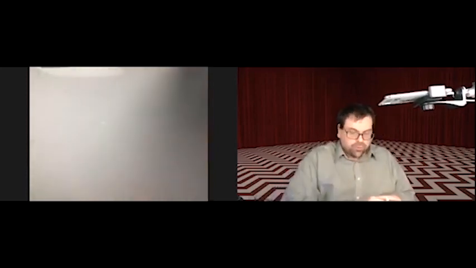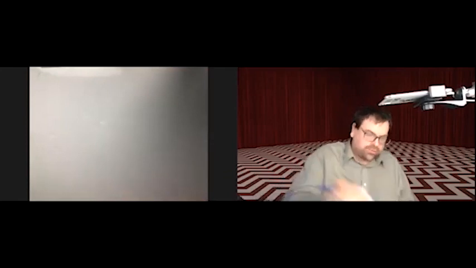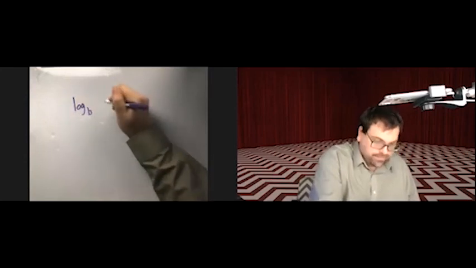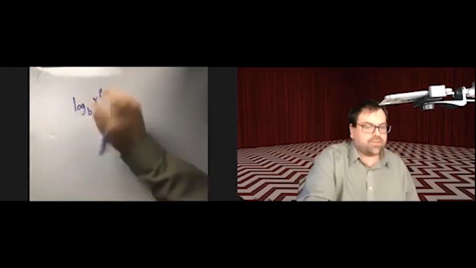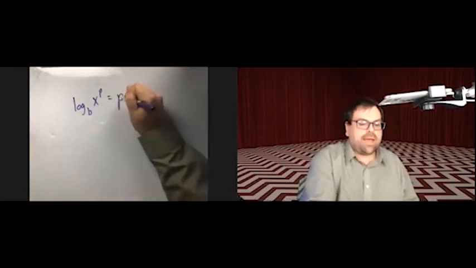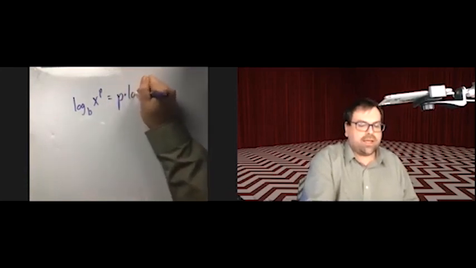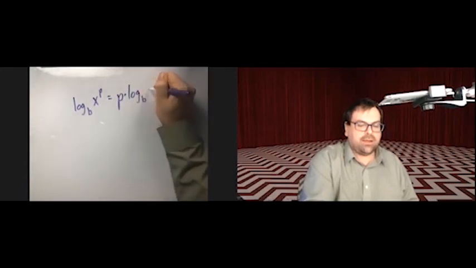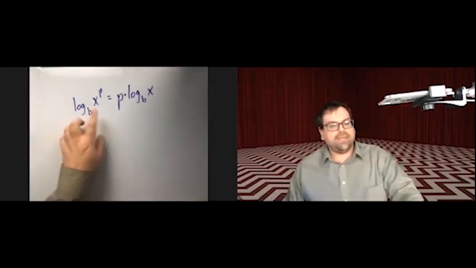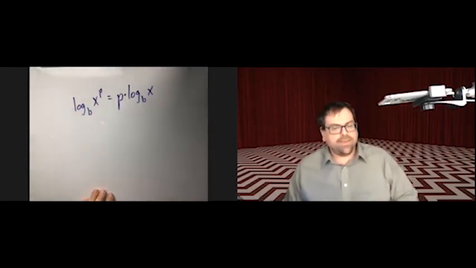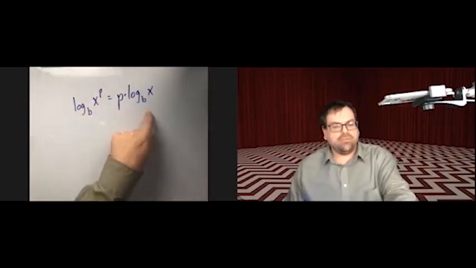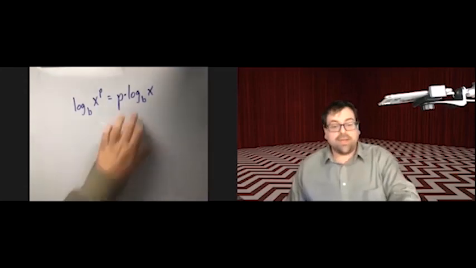We also have a really cool power property of logs. If we're taking the log of something raised to a power, we can bring the power down front and multiply. So the log base b of x to the p, bring it down front and multiply. p times the log base b of x.